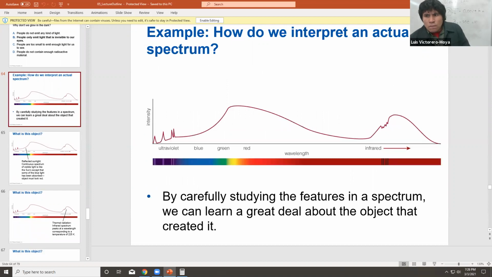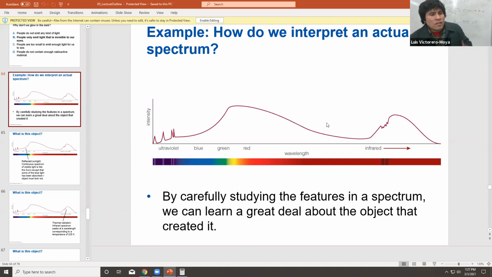Okay, so the peak is very important, but we also want to understand the features that we see when we look at the actual spectrum of objects. When we study this, we can learn a lot about the object itself, not just the temperature, but the elements that are being produced by the object.